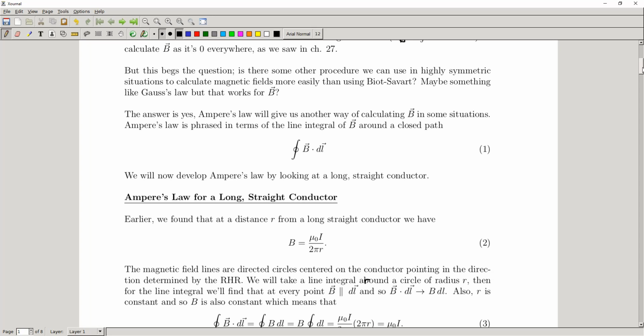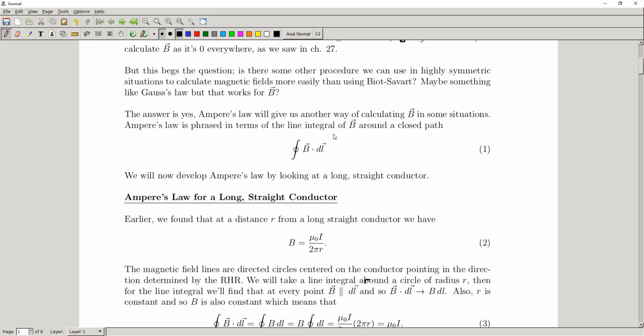Okay. And so Ampere's law is going to be phrased in terms of a line integral, which is just an integral around a closed path. We're going to be integrating B dot dl. So dl is going to be these tiny little segments of length around our path, and B is just the magnetic field at that point. So we need to dot the two of those together, and then solve this integral around a closed loop. Okay, so this isn't the full Ampere's law, obviously. This is just a setup.